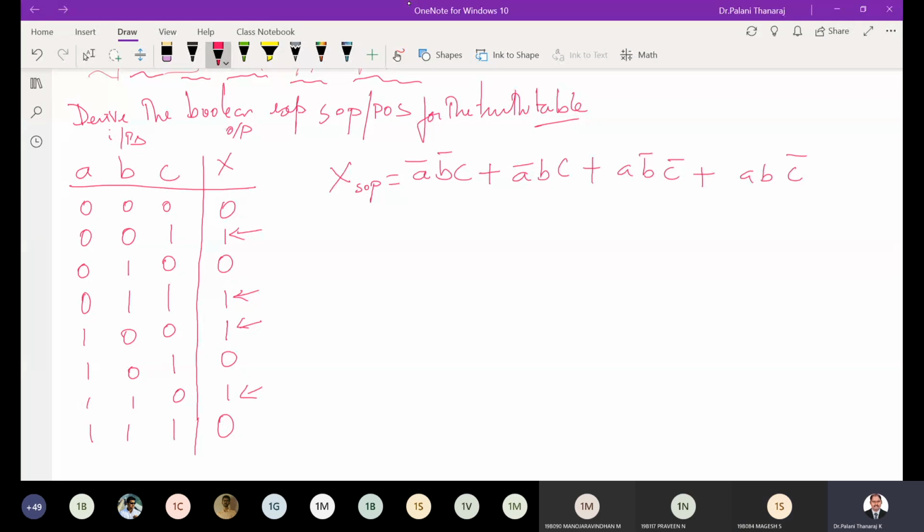So we are having 1, 2, 3, 4 product terms, or 4 min terms. Combining them using Boolean addition, we get the SOP form.